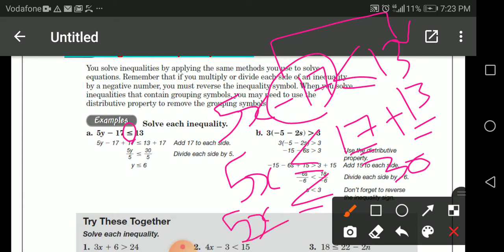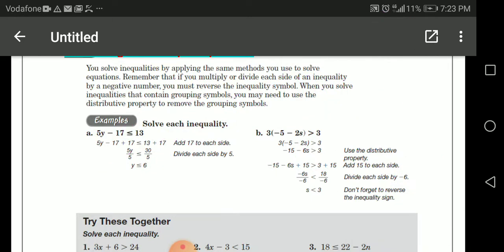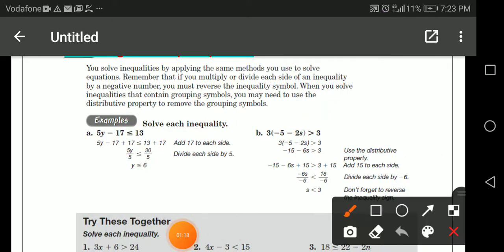Now, how can I get the value of x? Divide by 5, the coefficient of x. Divided by 5 here and 5 here. x is less than or equal to, yes, 6. So I did two things. Negative 17 goes to the other side as positive, and then I got the value of x by dividing both sides by the coefficient of x.